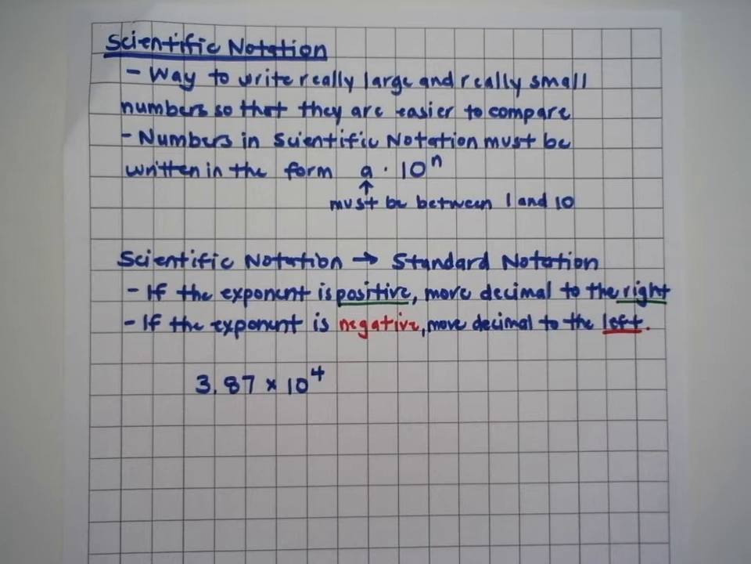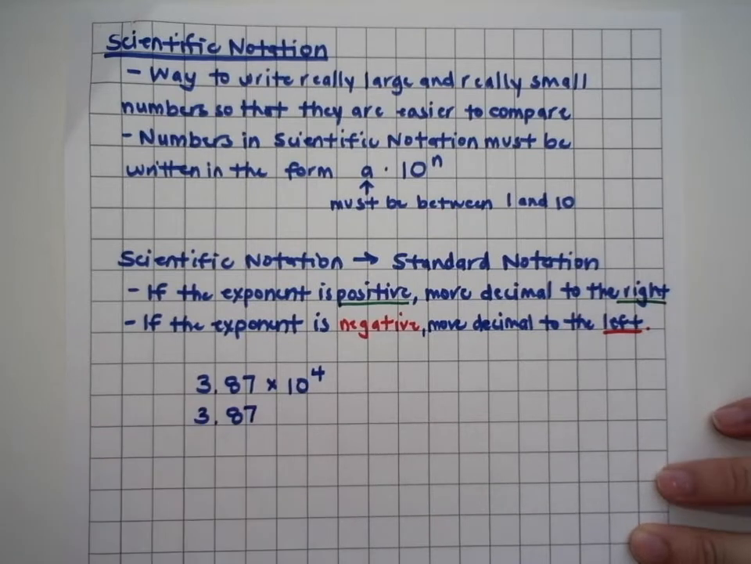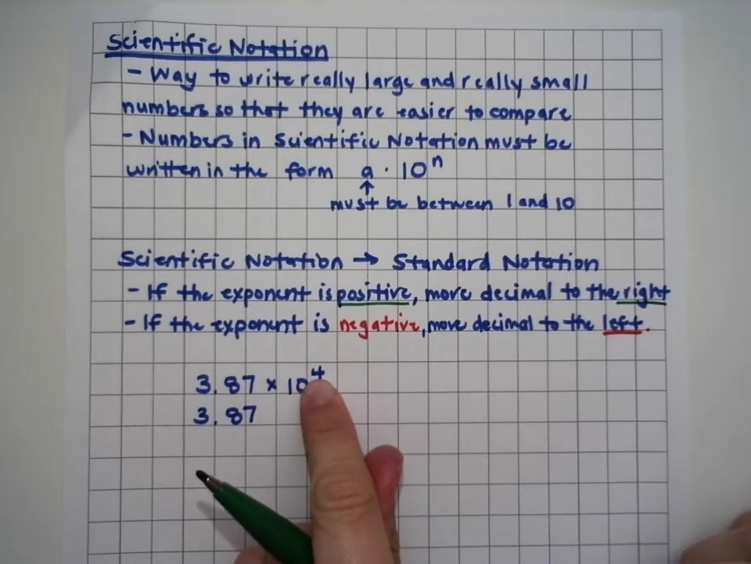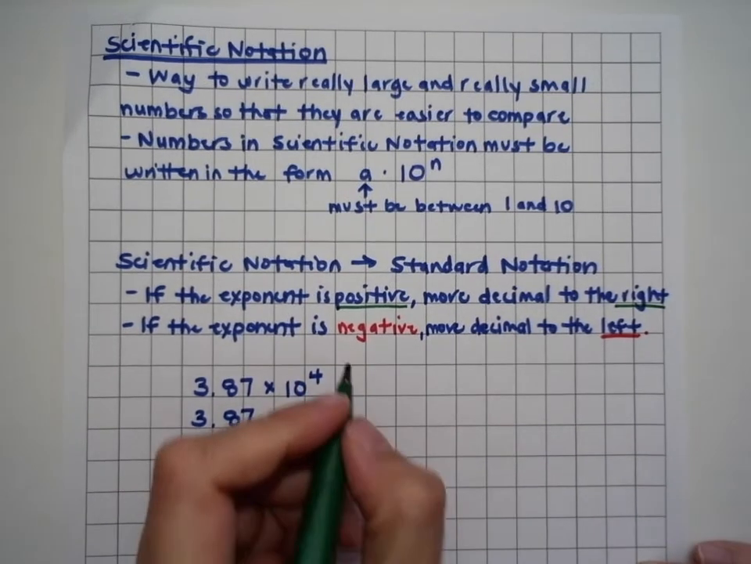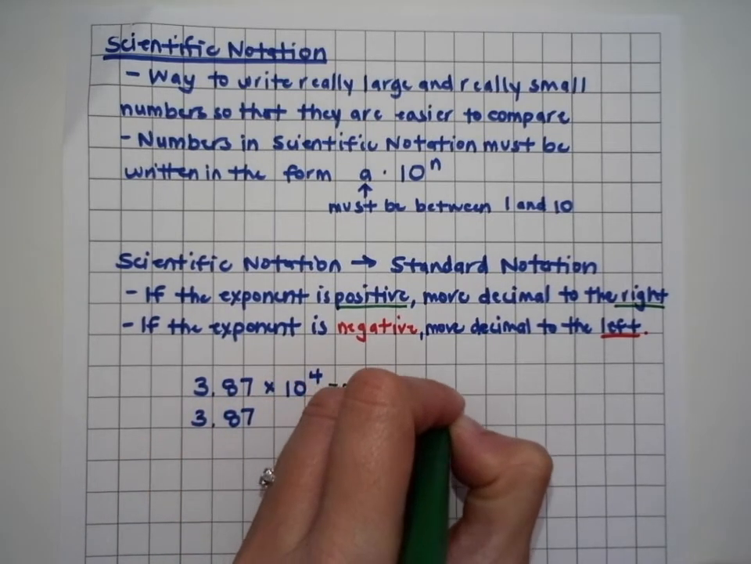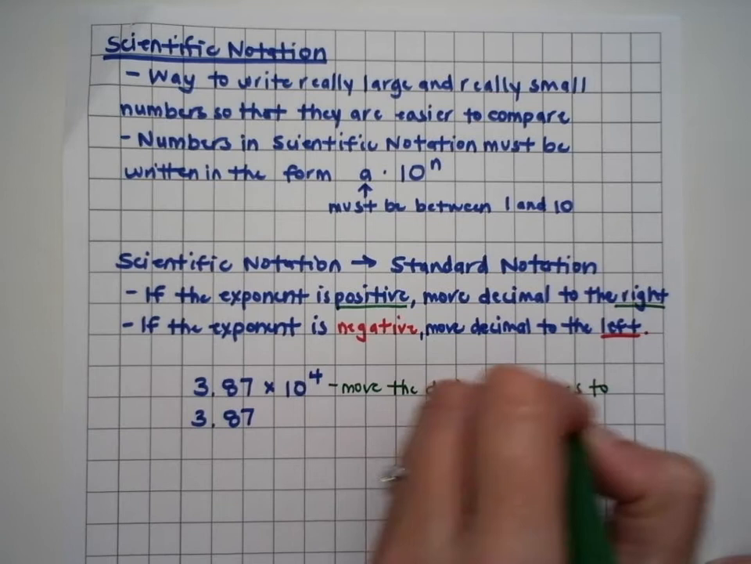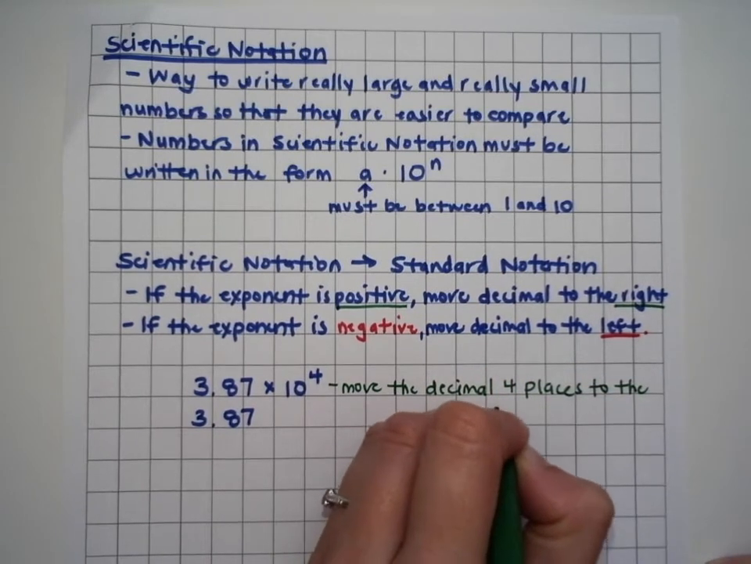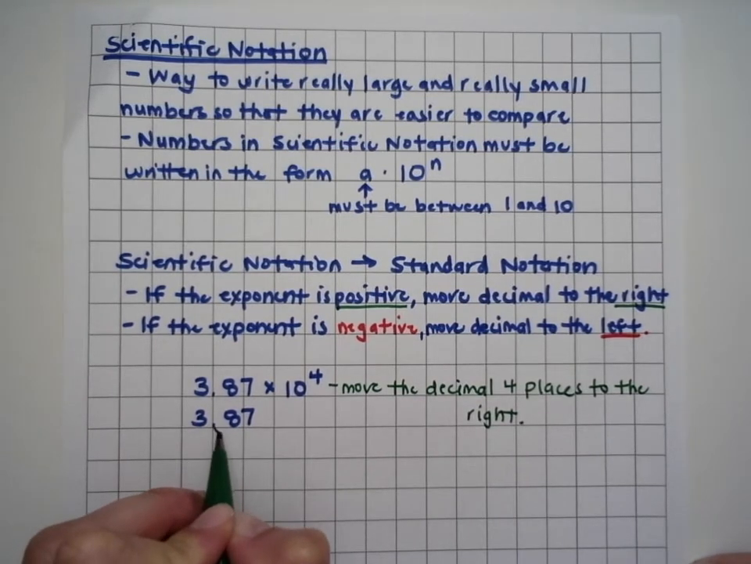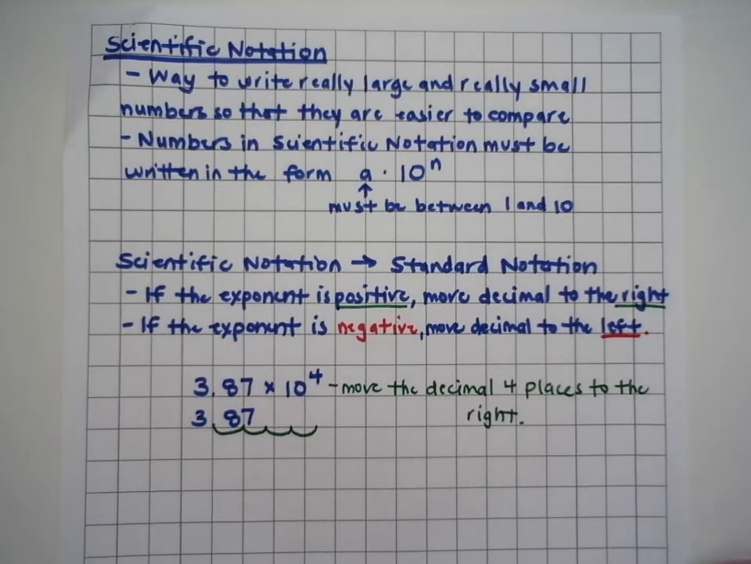Okay, so what we're going to do is we're going to copy 3.87 down here, and we are going to have to take our decimal, and since it's to the fourth power, we are going to move the decimal places 4 to the right. Okay, so here's our decimal, and we're going to move it 1, 2, 3, 4 places.